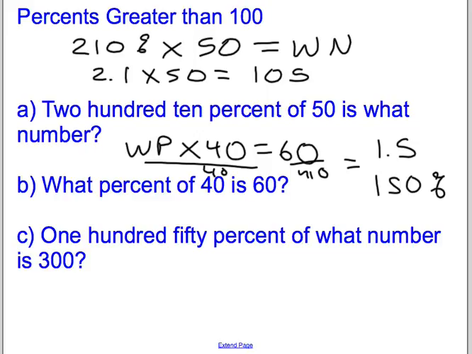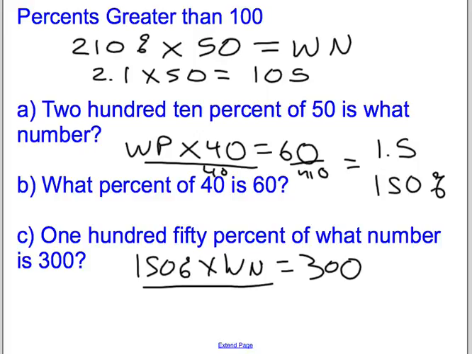The last one, 150% of what number is 300. Our percent is greater than 100, so our result should end up being less than 300, because the is going to be bigger than the of. To solve that, divide by 1.5. And 300 divided by 1.5, is that 2,000? 200. Oh boy, I was way off. Okay, what number is 200?